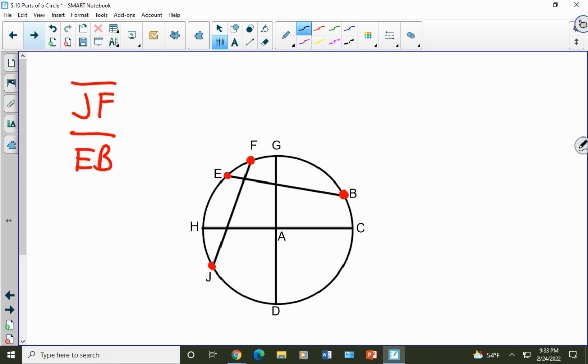Okay. Now those are the only chords that don't go through the center point. Okay. Remember, a chord that goes through the center point, we don't really call a chord. We call it something special. So these are chords for this circle. Okay? Now, what are the diameters of the circle? Remember, a diameter is a chord that goes through the center point.